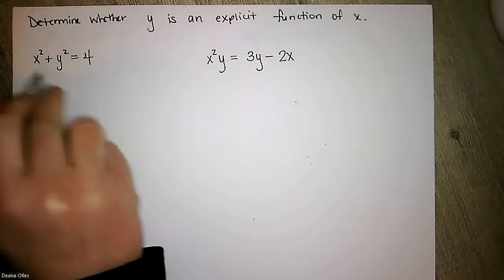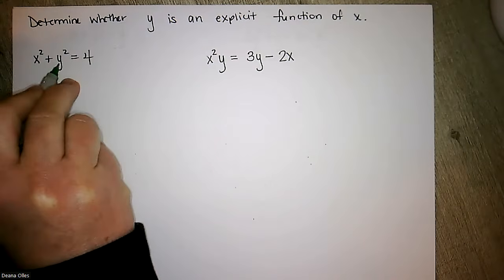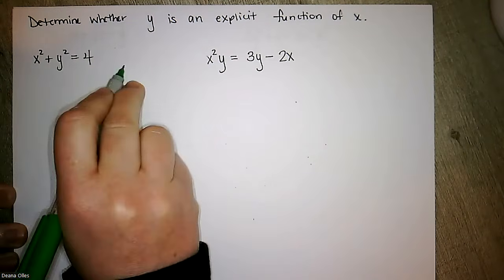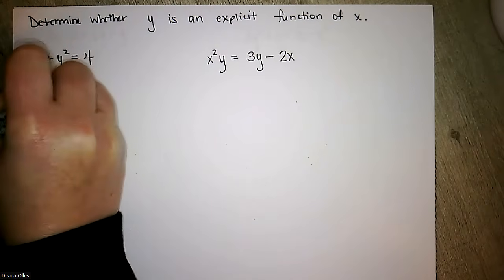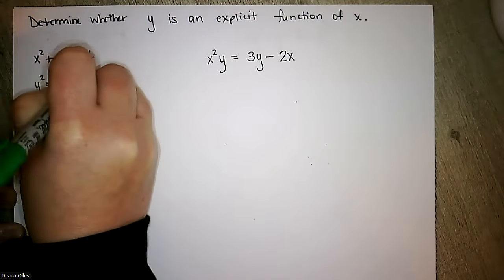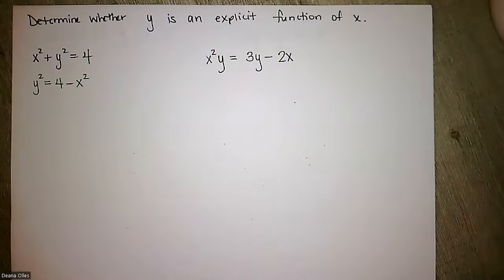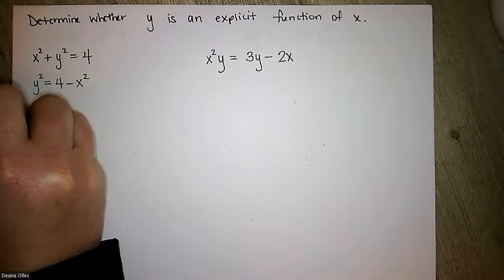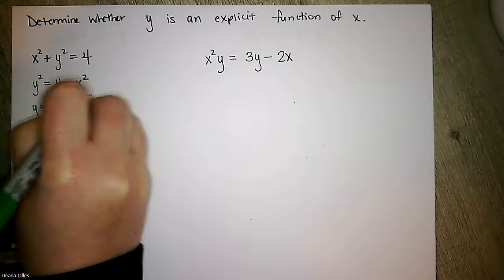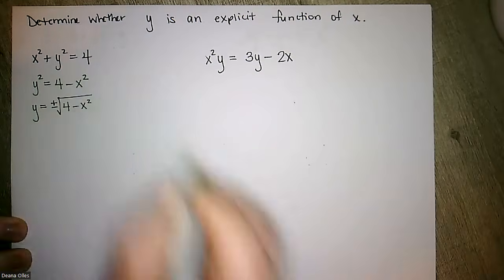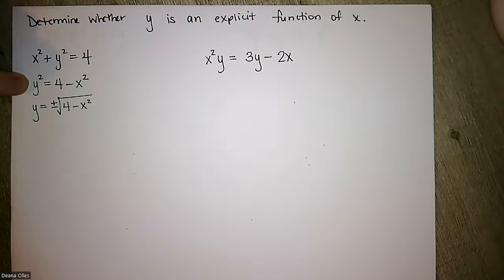For this one here, I see that I have x squared plus y squared equals 4. So I'm going to subtract the x squared to the other side in an attempt to isolate y. Here I would have y squared equals 4 minus x squared. But then to isolate y, I would have to take the square root. The problem with that is when I take the square root of both sides, I need plus or minus the square root because the y that I had in the line above could have been positive or negative, and squaring it would give me the same result. So I have to make sure that I have that plus or minus there.